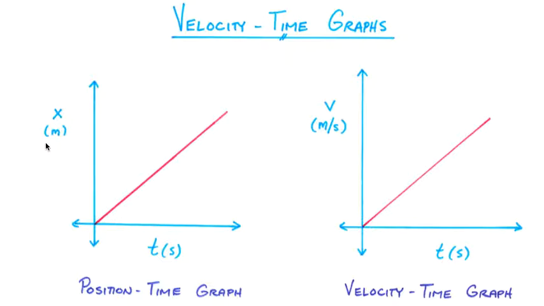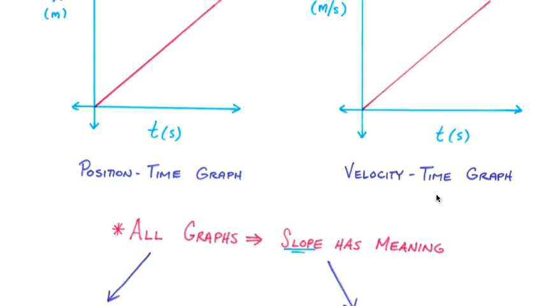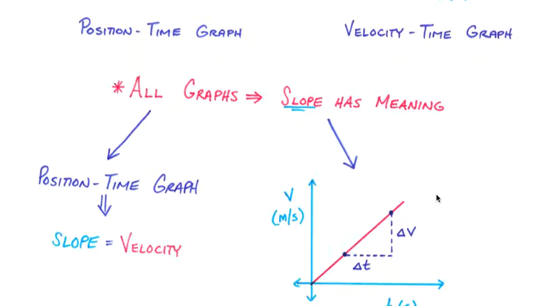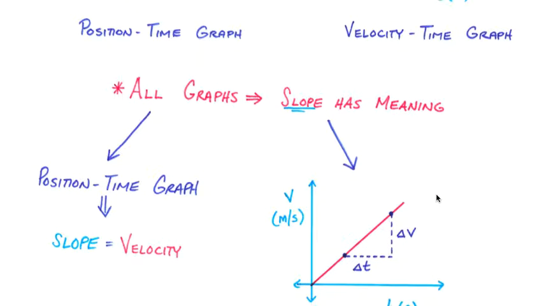Outside of that, everything looks identical, and that's one of the reasons why velocity time graphs are sometimes easily confused with the position time graph. The important thing to realize is that because the y-axis is different, you're being given different information. So what concepts apply to one graph don't necessarily apply to the other graph and vice versa. The one thing that's nice is no matter what graph you're looking at, all graphs that you analyze, the slope will have some kind of meaning.